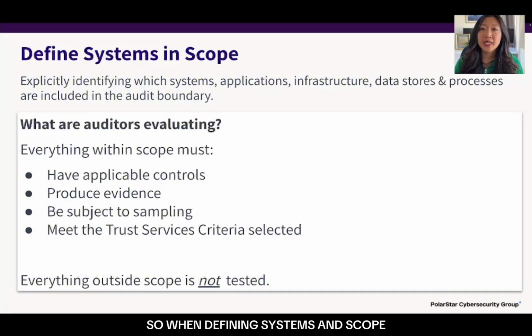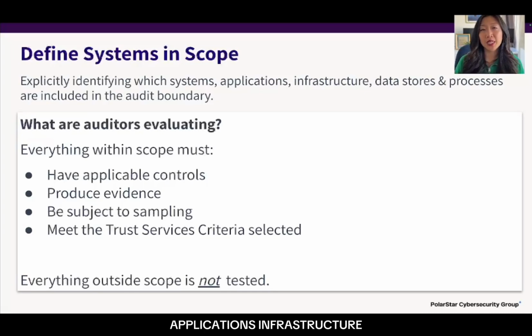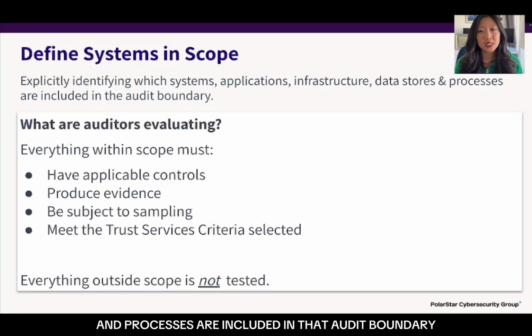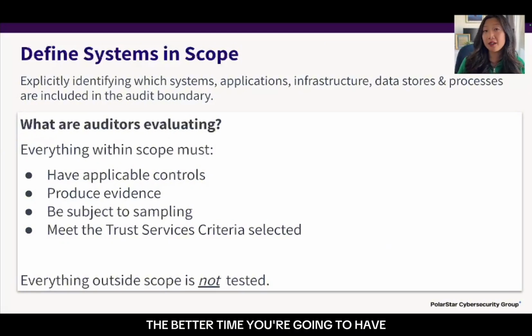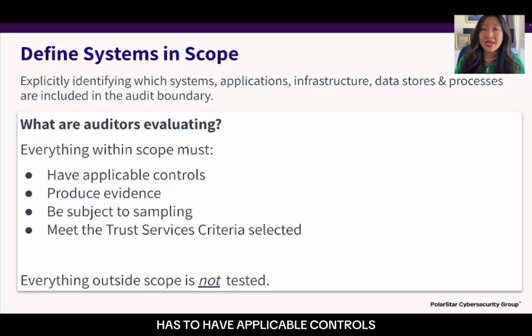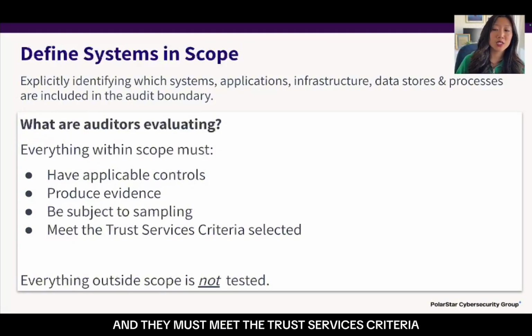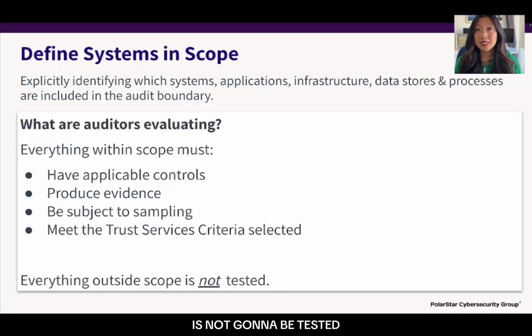So when defining systems in scope, you need to explicitly identify which systems, applications, infrastructure, data stores, and processes are included in that audit boundary. The clearer you are, the better time you're going to have in the audit process. Because here's what auditors are actually evaluating. Everything that is within scope has to have applicable controls. They have to produce evidence. They will be subject to sampling, and they must meet the trust services criteria that's selected. Everything that's outside of scope is not going to be tested.